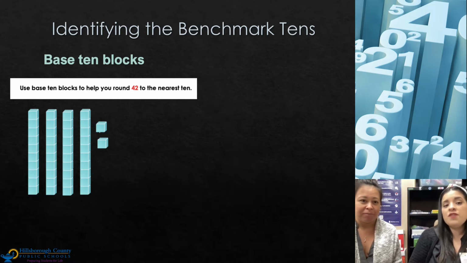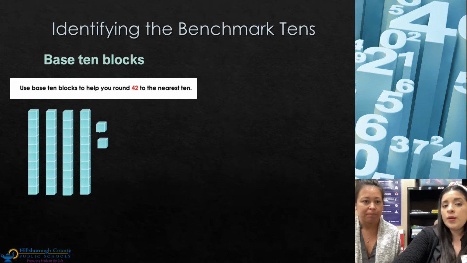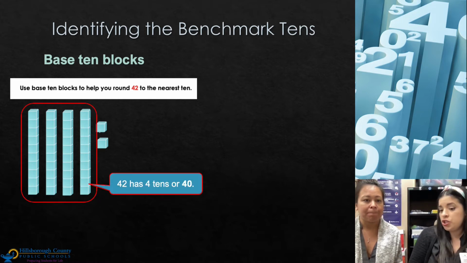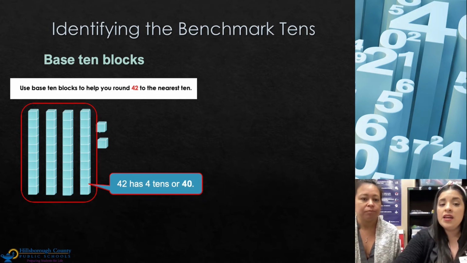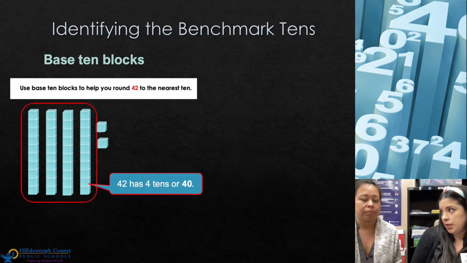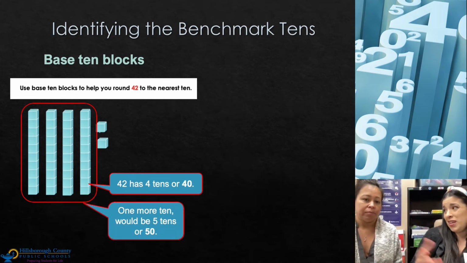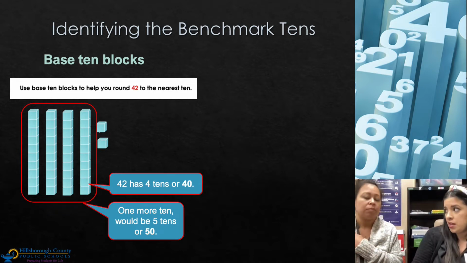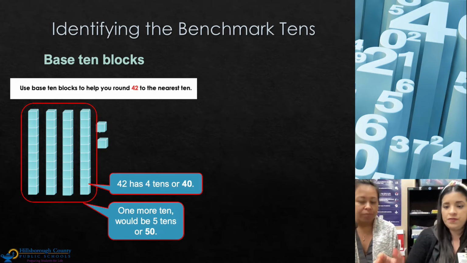Okay, so let's think about it. If I wanted you to round 42 to the nearest 10, I would have you start by building the number 42 with base 10 blocks. And we know that our second graders can do this. Then I would ask, how many tens do you have in your base 10 blocks? You would say, I have 4 tens. 4 tens, and we know that's 40. So that would be our beginning 10. Then I would say, what would one more 10 be? If I was skip counting by tens, the next 10 would be 50. Some of your students might even need to grab that extra 10 and put it there. And we would be able to say, okay, so 42 is in between 40 and 50.